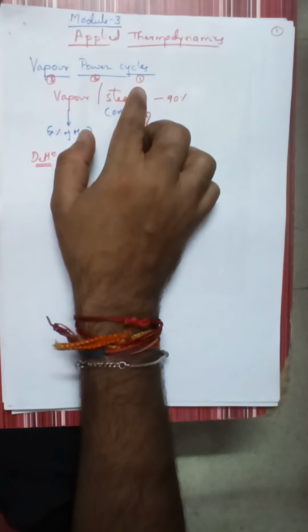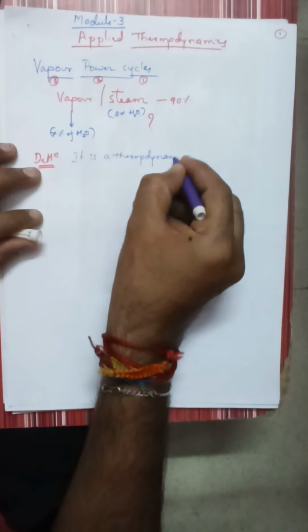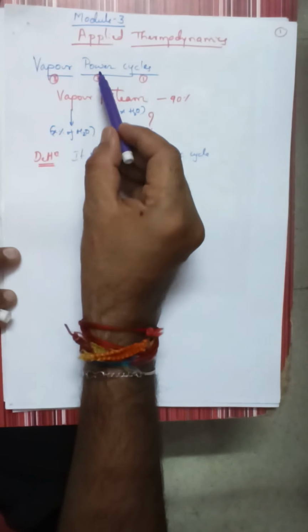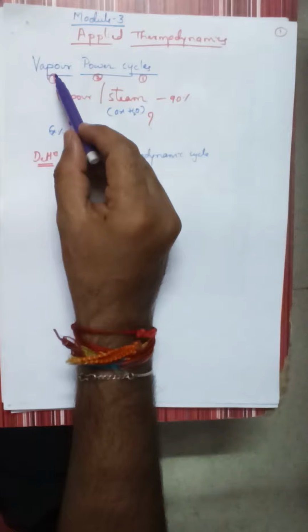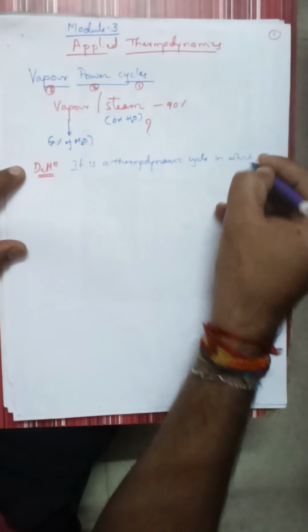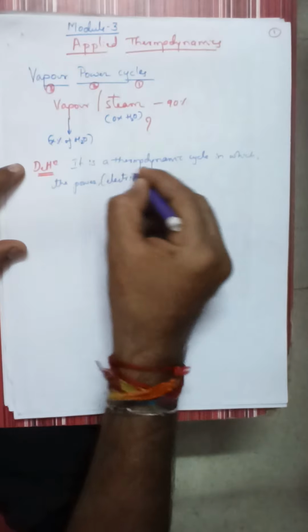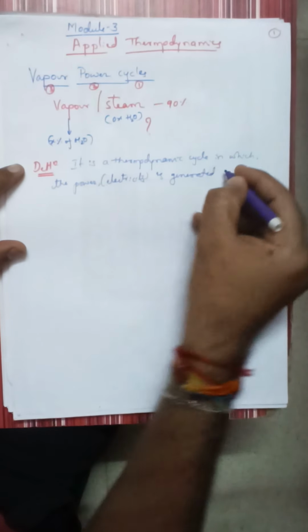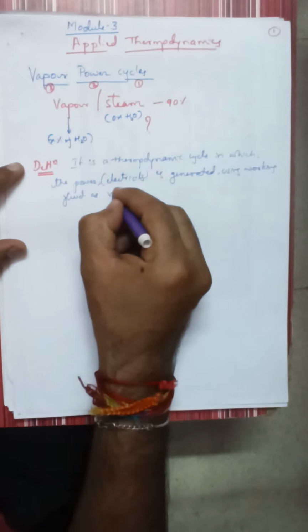So vapor power cycle is a thermodynamic cycle in which the power or energy or electricity is generated using the working fluid as vapor. Let me repeat: vapor power cycle is a thermodynamic cycle in which the power or electricity is generated using working fluid as vapor. That is the definition of vapor power cycles.